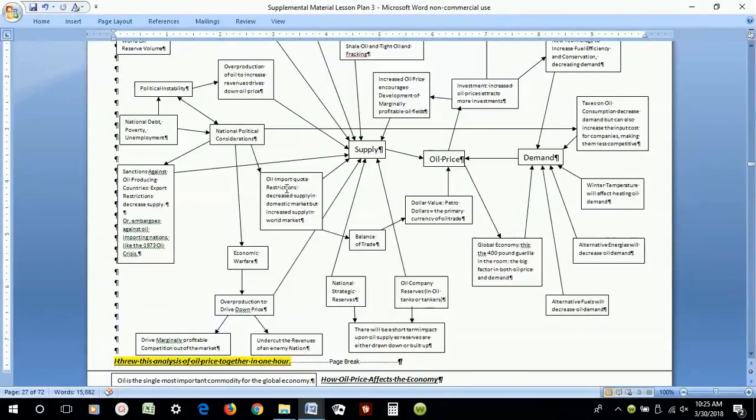Oil import quota restrictions decrease supply in the domestic market, but increase supply in the world market. Okay, so an example was, for a long time.